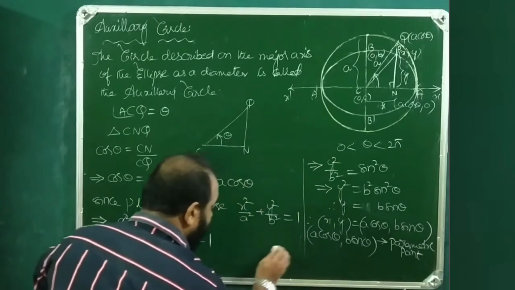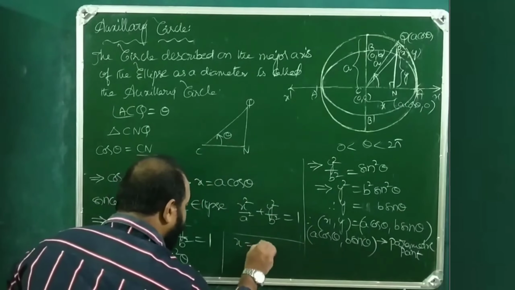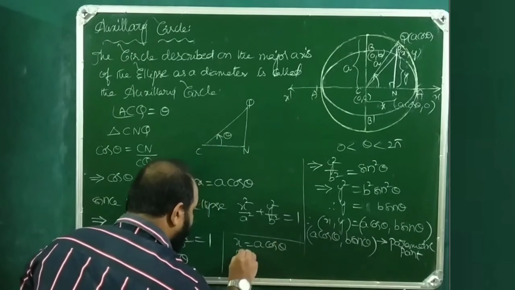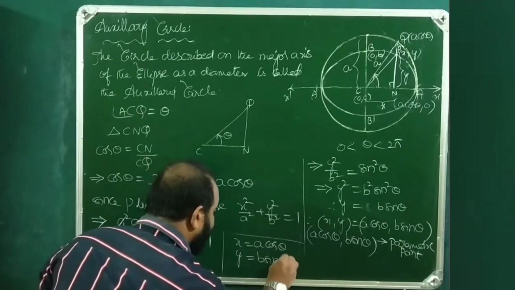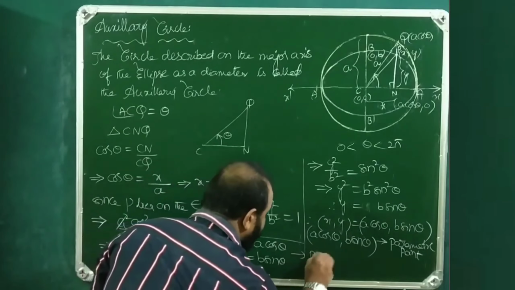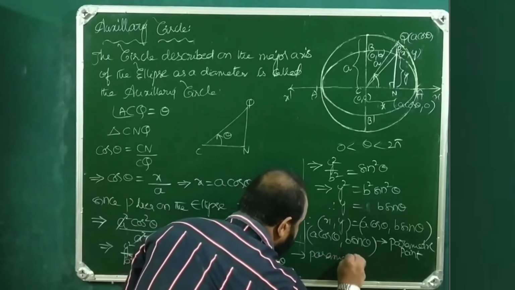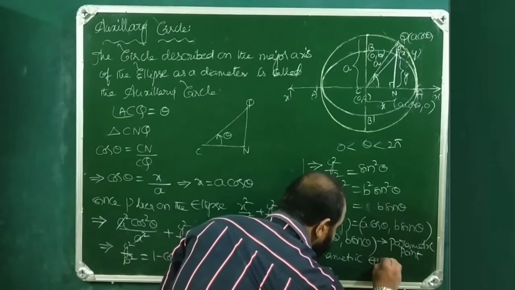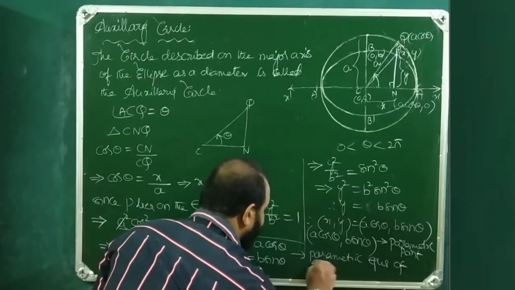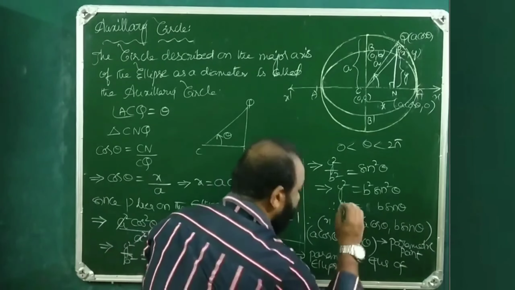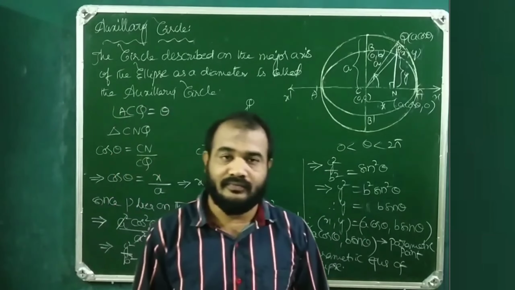And x equals A cos theta, y equals B sin theta are said to be the parametric equations of the ellipse. Thank you.